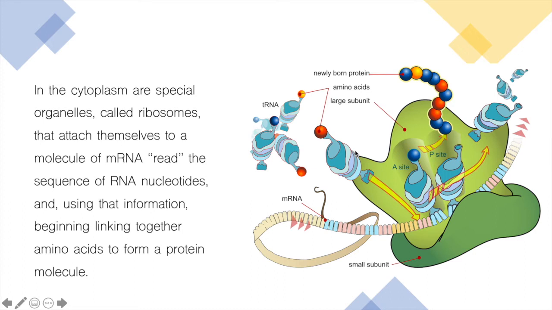An illustration of how the ribosome works. In the cytoplasm are special organelles called ribosomes that attach themselves to a molecule of messenger RNA, or mRNA, and read the sequence of RNA nucleotides. Using that information, they begin linking together amino acids to form a protein molecule.